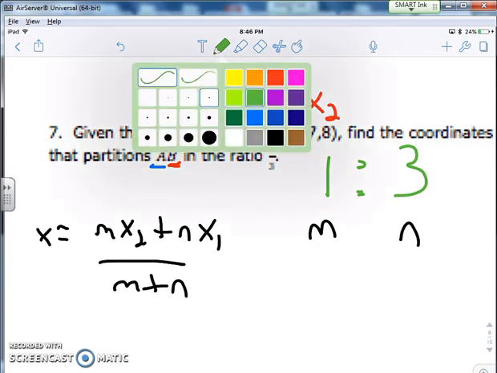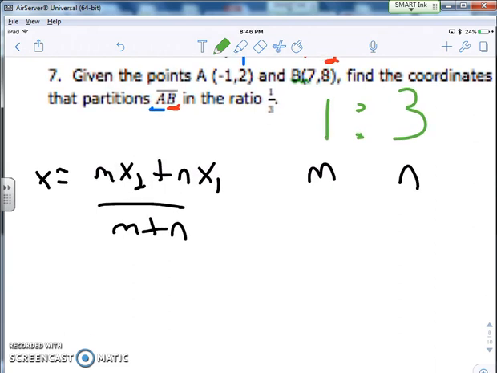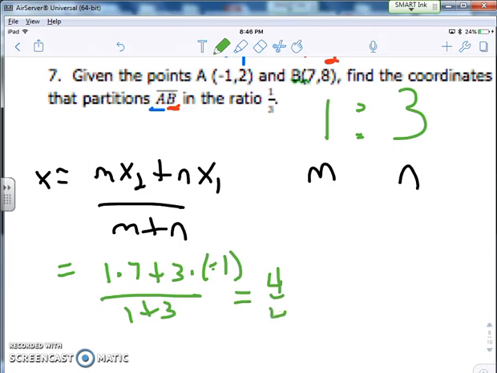Alright, so plugging into our formula, we get 1 times 7 plus 3 times -1 all over 1 plus 3. So we have 7 minus 3, which is 4 over 4, and our x-coordinate is 1.